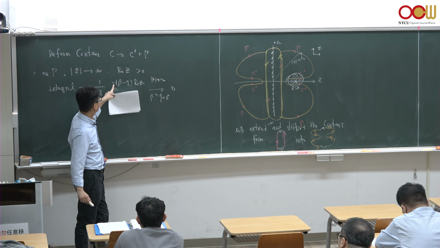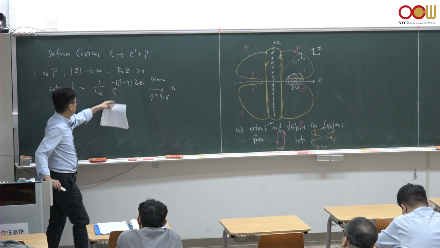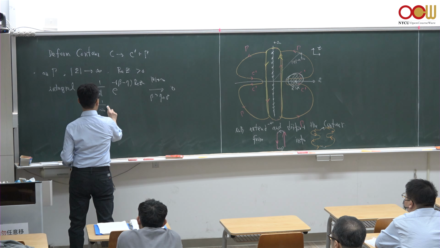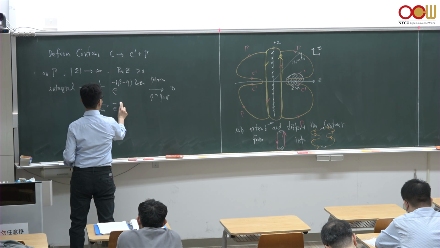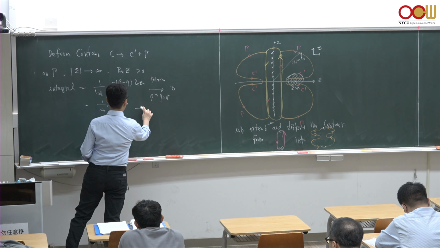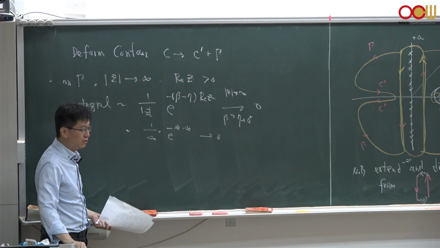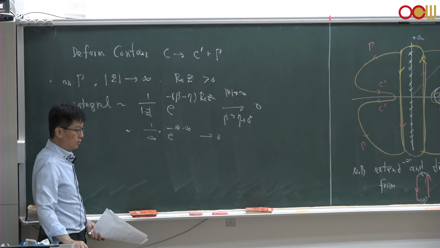So when the real part of z is also approaching infinity, there's this 1 over infinity times e to the minus some positive number times almost infinity. Right? So it's e to the minus infinity divided by infinity, which is negligible. As I mentioned, this is the power of a convergence factor.